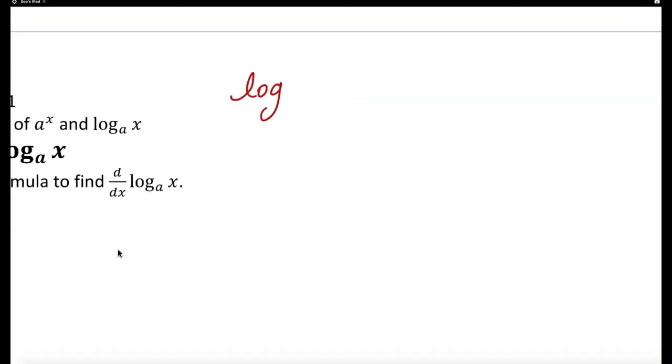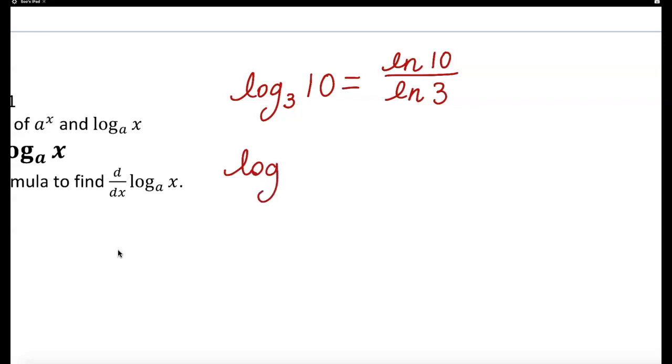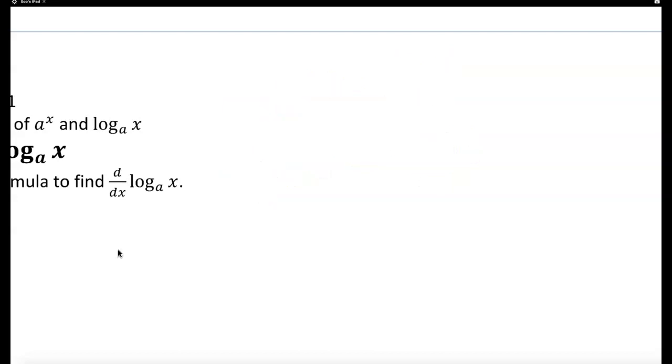Say that we have log base 3 of 10. I just made it up. That is the same thing as natural log of 10 divided by natural log of 3. Okay? Another example. What if you have log base 2 of 47? Well, then you can write this as natural log of 47 divided by natural log of 2. Okay? So that's what change of base formula examples would look like.